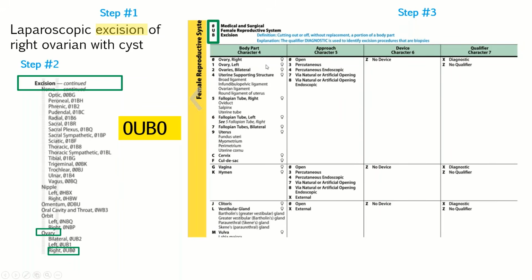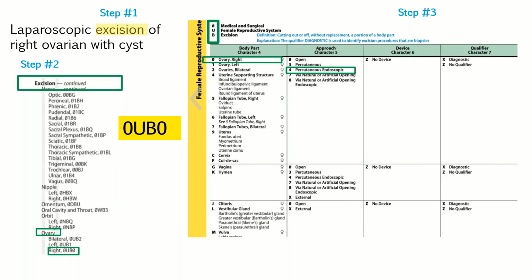So it looks like we've got a slightly different code. We know that the fourth character body part is the right ovary. We know the approach is different. Why is the approach different? Because our documentation says laparoscopic excision. So that means that it's not open, it's not just percutaneous, because we have to code for that scope. And you know what? I like percutaneous endoscopic.